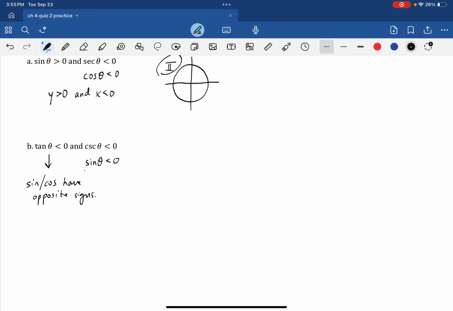So, but this condition tells us that y is less than 0, right? Because sine is the y coordinate. And so if sine and cosine have opposite signs and x and y have opposite signs, then that means x must be greater than 0. So that puts us in quadrant 4. Y is less than 0 and x is greater than 0.